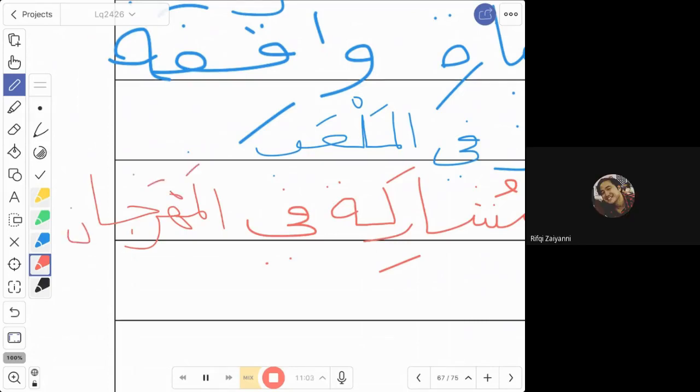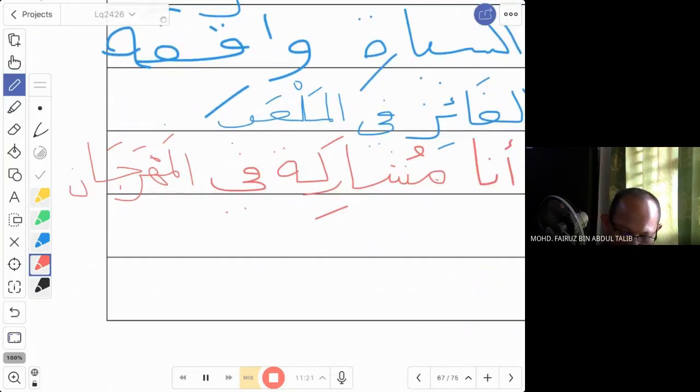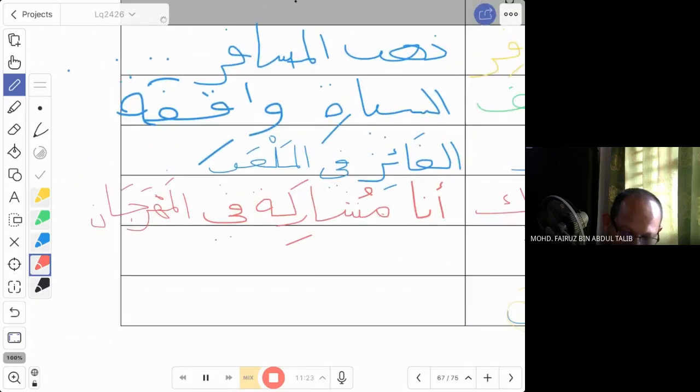Festival. Festival boleh. Yes. Mahrajan is good. Mahrajan is festival. Yes. Like a concert, for example. Okay. In the other country, they call it mahrajan. They have this festival. Mahrajanat. They have the concert and so on. Mahrajan. They call it mahrajan. Yes. Ana musyarikatun fil mahrajan.